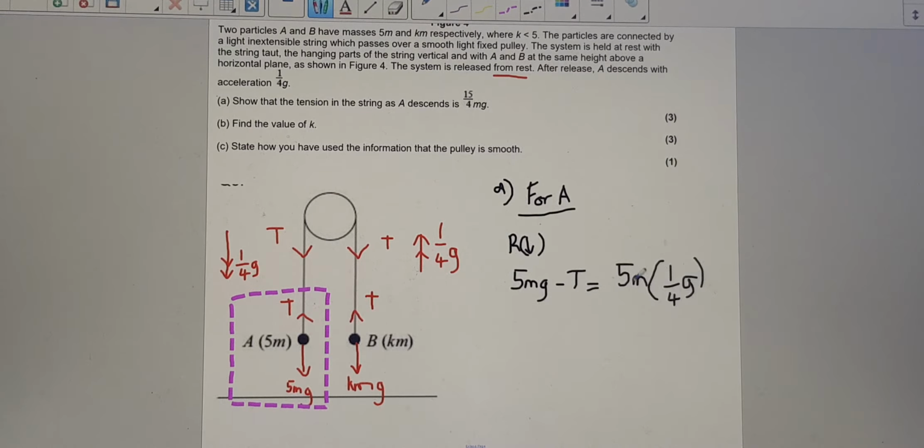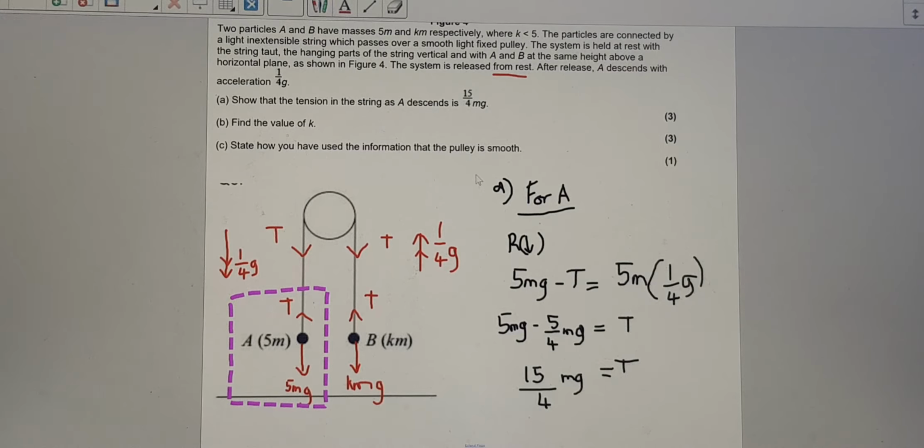Therefore, if I rearrange, I'm going to get that T is equal to 5mg minus, this is essentially 5/4 mg, which hopefully is one of those questions that's kind of nice because it tells us what the answer is anyway. When I put that in, 5 wholes take away 5 quarters will give me 15 quarters mg. Job done.